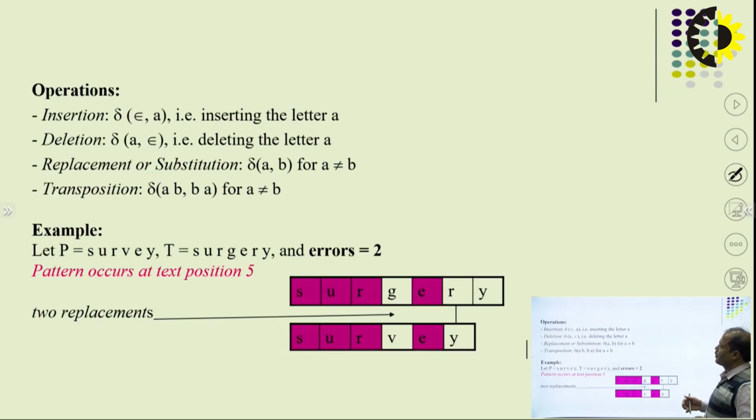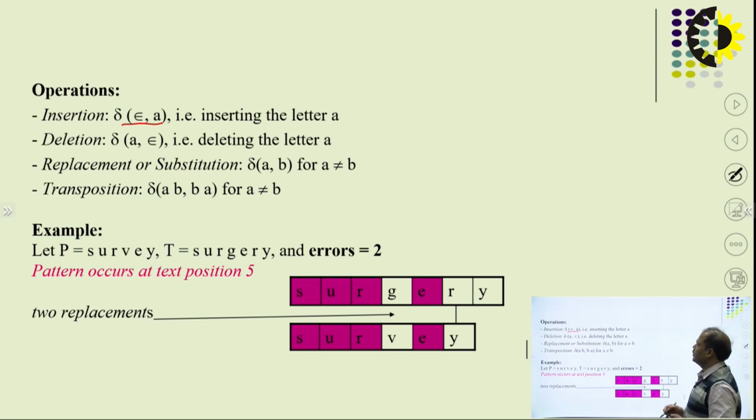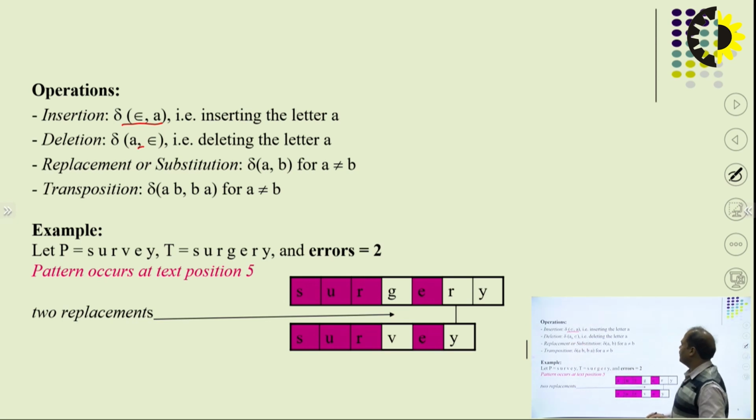For example, insertion is like epsilon to A. That means we are going to insert A in the text. The second category of operation is deletion, where we can delete A from the text. Replacement, where we can replace A by B. And third is transposition, where AB can be replaced by BA. This is transposition. So consider the example.